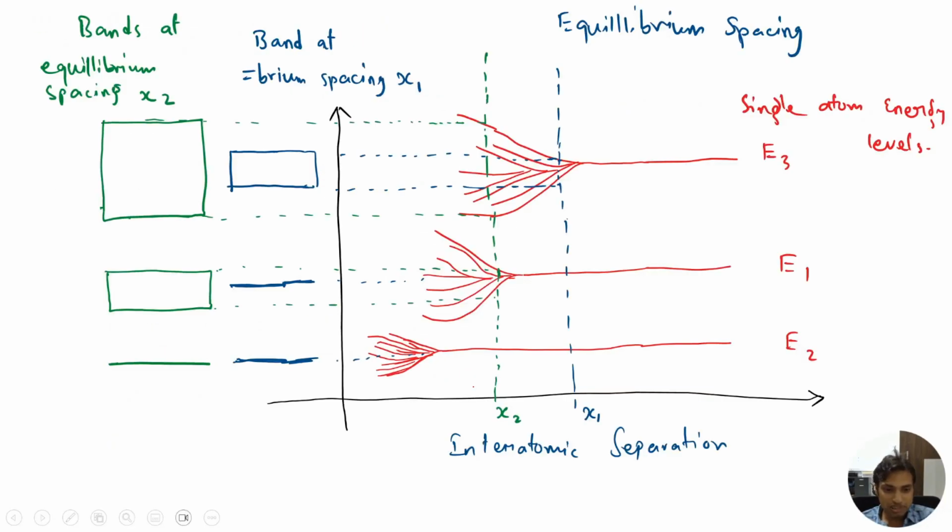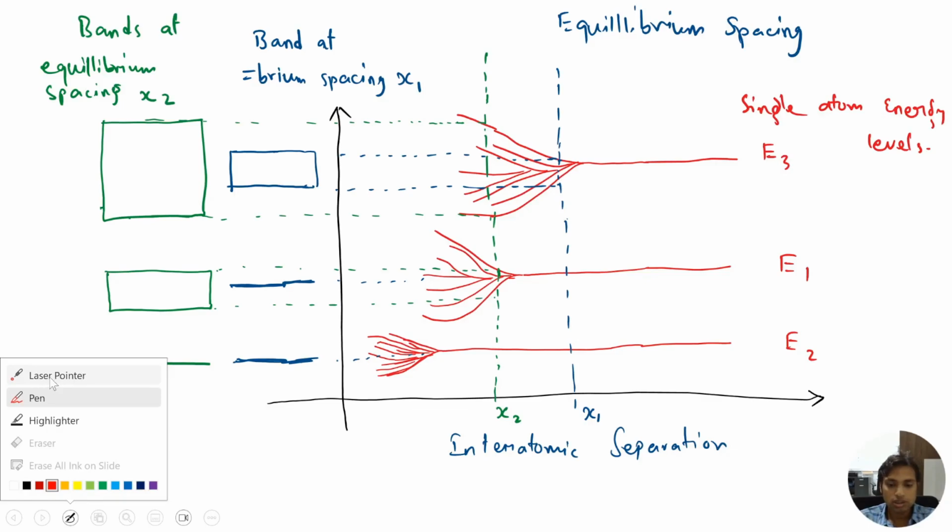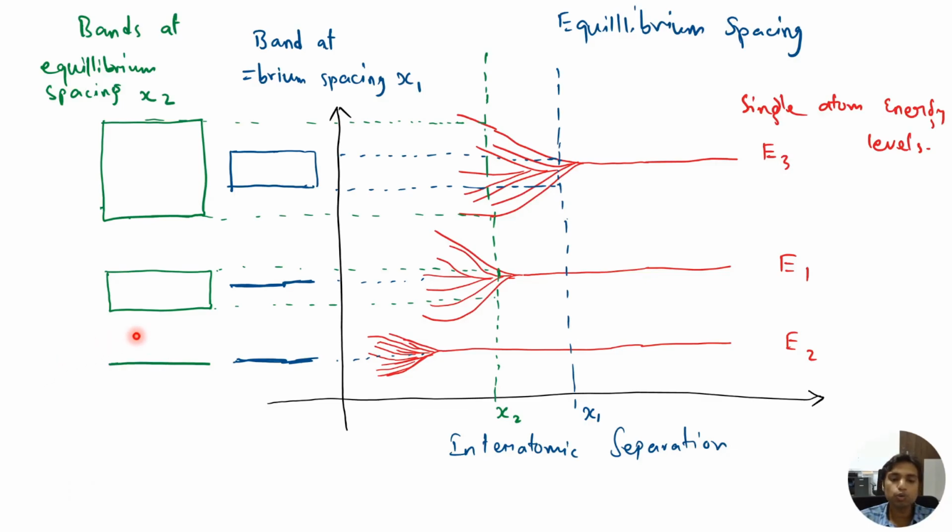So this is an important diagram. What we are saying with respect to the interatomic separation is: how does the band formation, or the band structure, change?